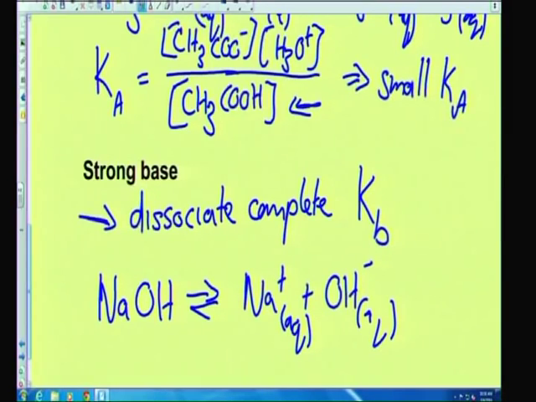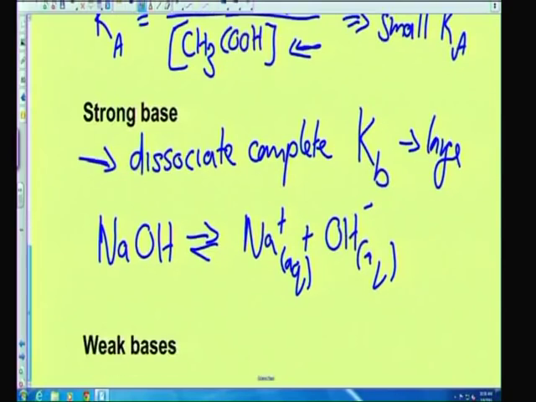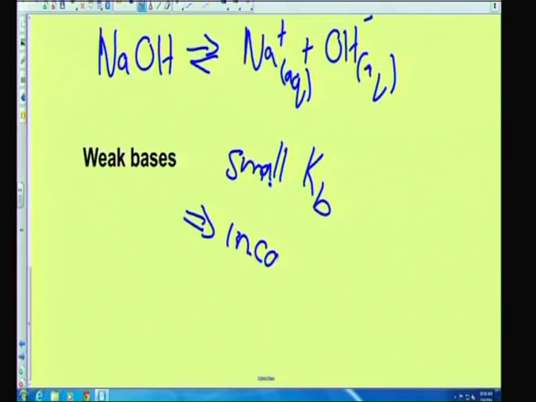So strong bases have a large Kb, large. But weak bases do not dissociate completely, so they have a small Kb, because of incomplete dissociation.